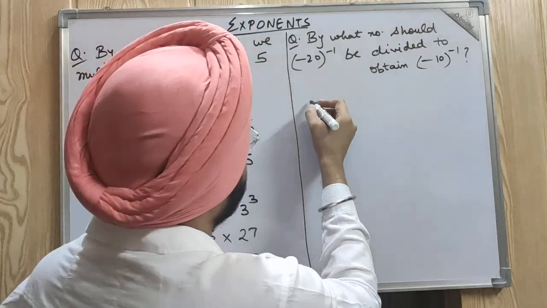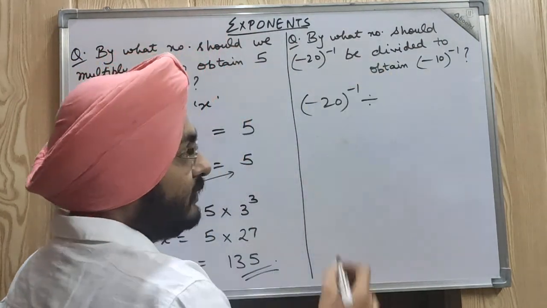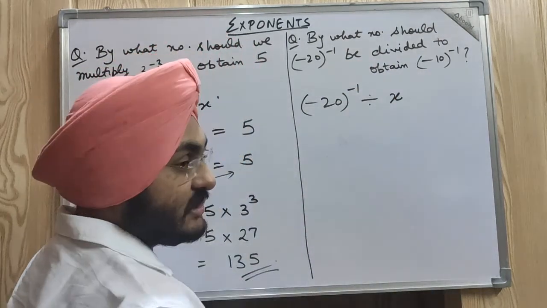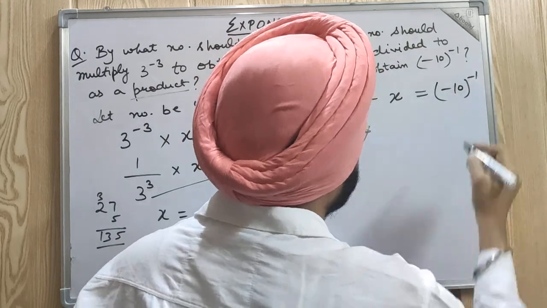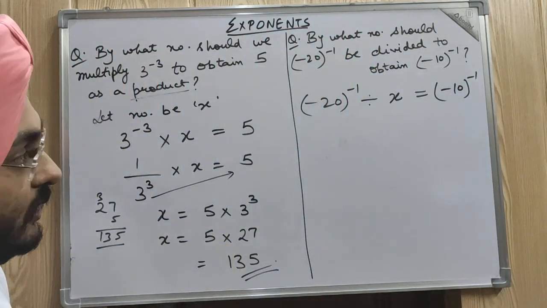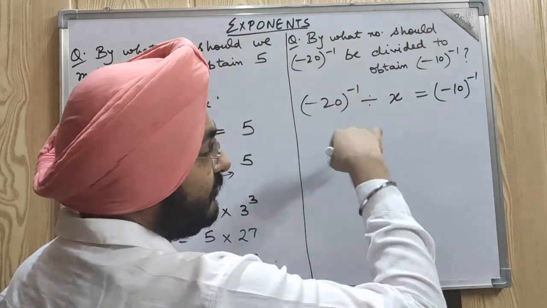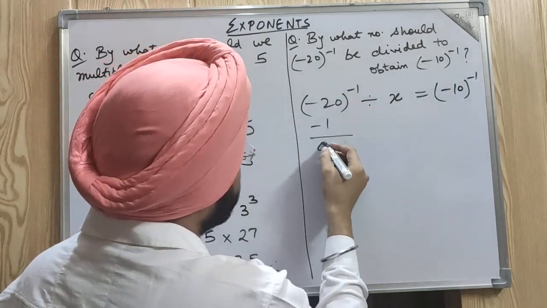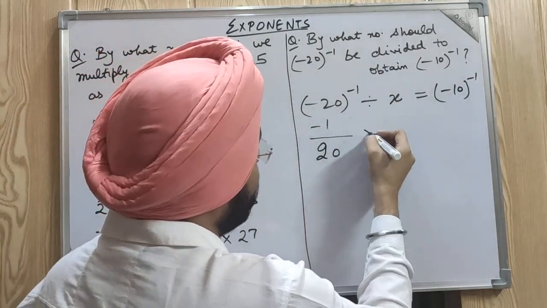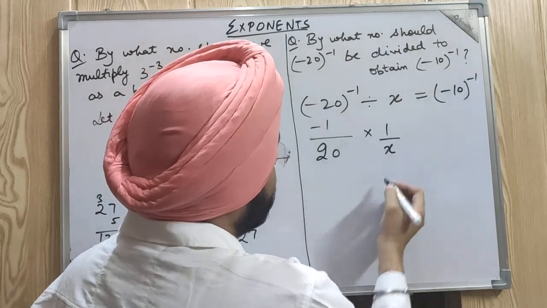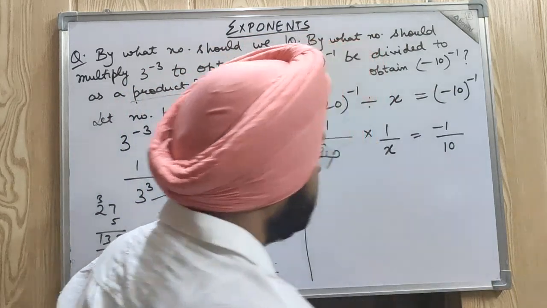Okay, so in this way I will be writing minus 20 by minus power minus 1 to be divided. Let the number be x, to be divided here to obtain minus 10 raised to the power minus 1 as the answer. Now again this one is negative, so we have to take the reciprocal. Can't I say in this way minus 1 by 20 divide? How to convert this divide into multiply? By taking the reciprocal here. Again this one is negative, so again we have to take the reciprocal here.